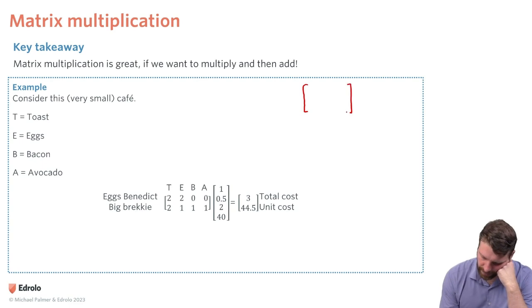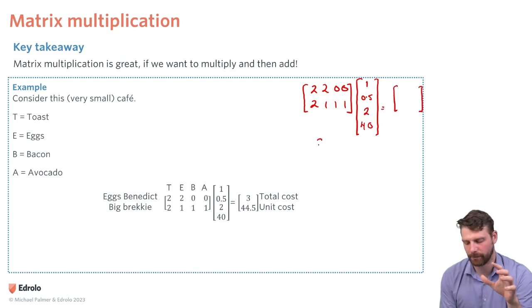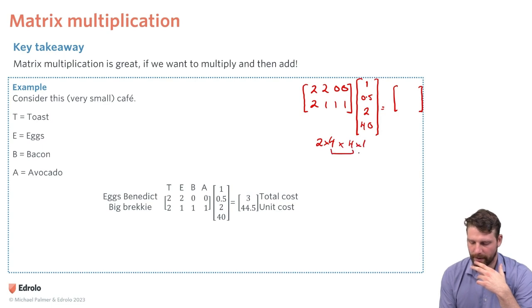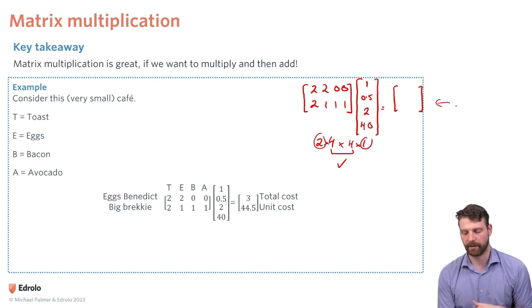So I've got this matrix. I've got 2, 2, 0, 0, 2, 1, 1, 1, and my cost matrix is 1, 0.5, 2, and 40. Okay, so let's do this. I can see that this is a 2 by 4 matrix, and this matrix here is a 4 by 1 matrix. So I can multiply, great, and I'm going to get a 2 by 1 matrix. So that's how I've drawn this shell here as a 2 by 1.